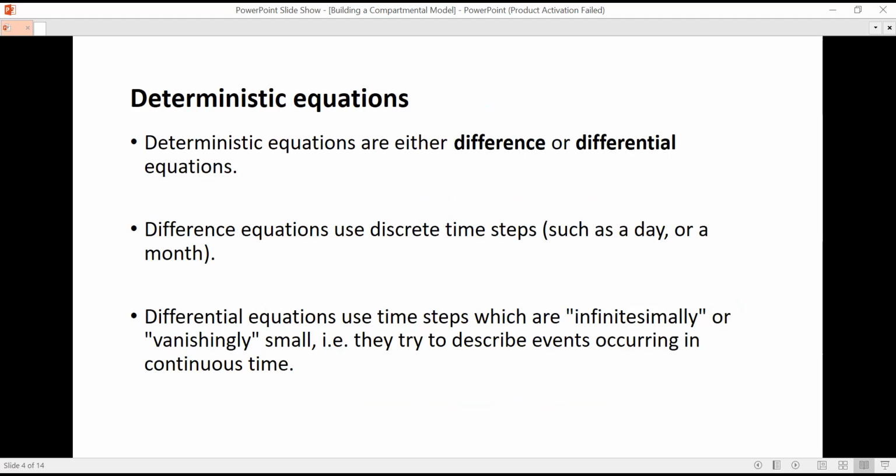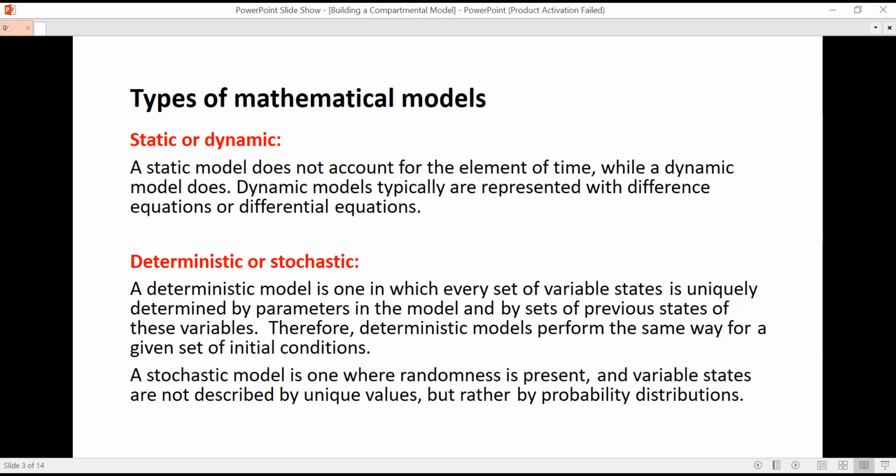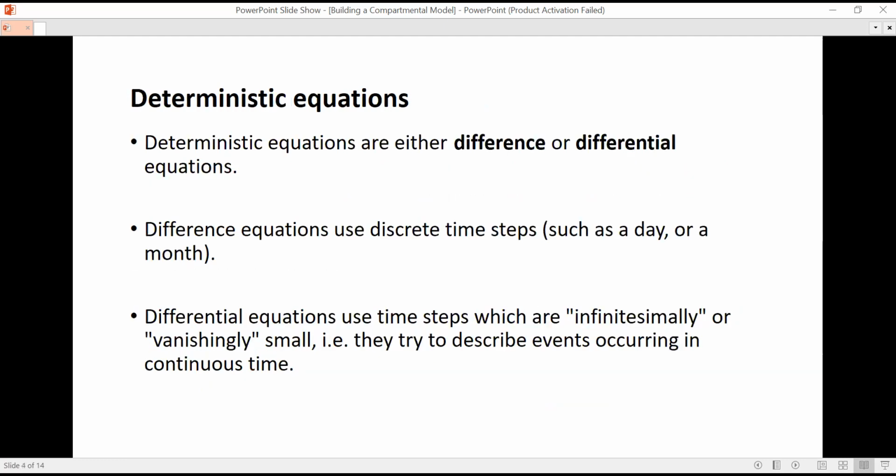Deterministic equations. So we saw that we had difference or differential equations based on dynamic models. Deterministic equations are either difference or differential. Difference equations are used for discrete time steps. So you are modeling in days or months. You want to see which month, especially for people who model for seasonality and cyclicity.